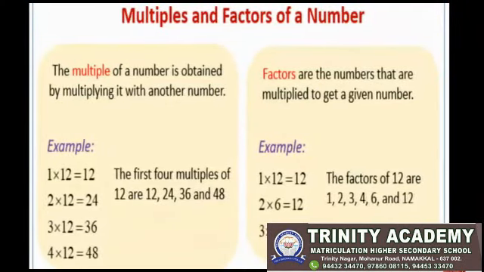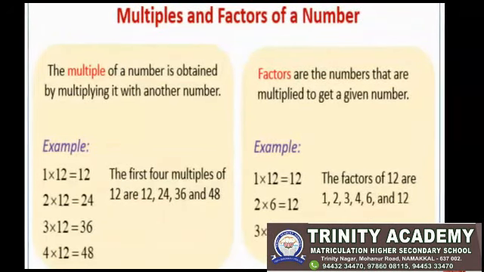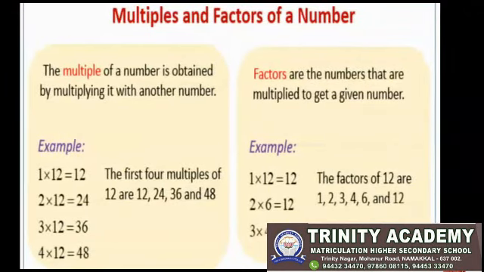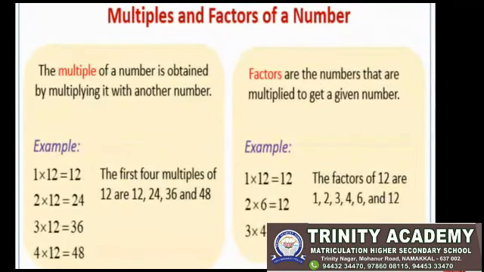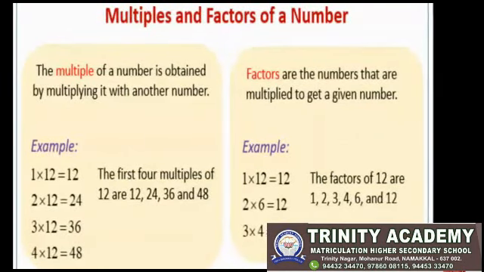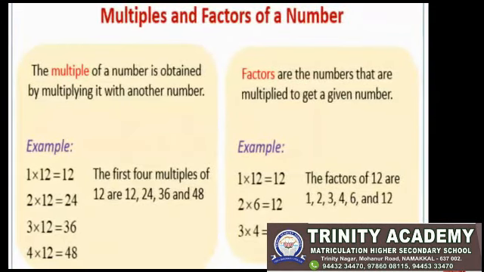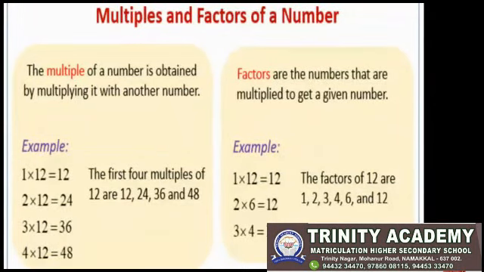Next, factors. Factors are the numbers that are multiplied to get a given number. Example, 1 12 is equal to 12. 2 6s are 12. 3 4s are 12. Therefore, the factors of 12 are 1, 2, 3, 4, 6 and 12.